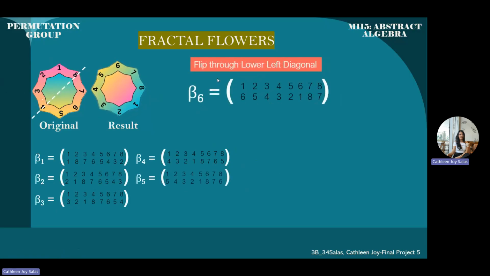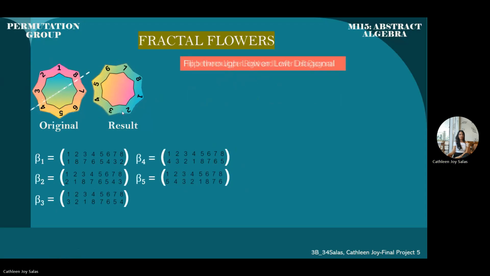So next, for flip through lower left diagonal, we have the beta sub 6 as the permutation of this group. So we have here 1 is to 6, that's why we have 1 is to 6 here. 2 is to 5, 3 is to 4, 4 is to 3, 5 is to 2, 6 is to 1, 7 is to 8, and 8 is to 7.